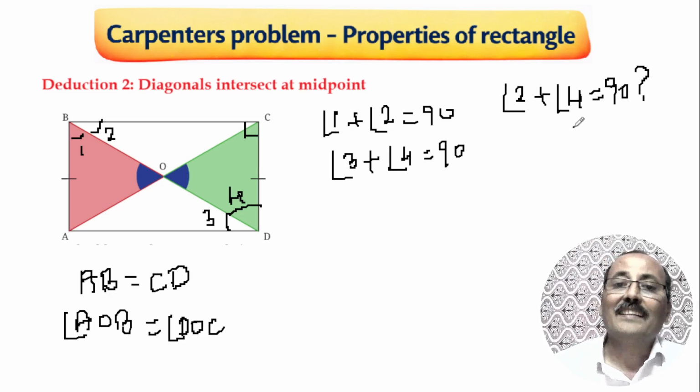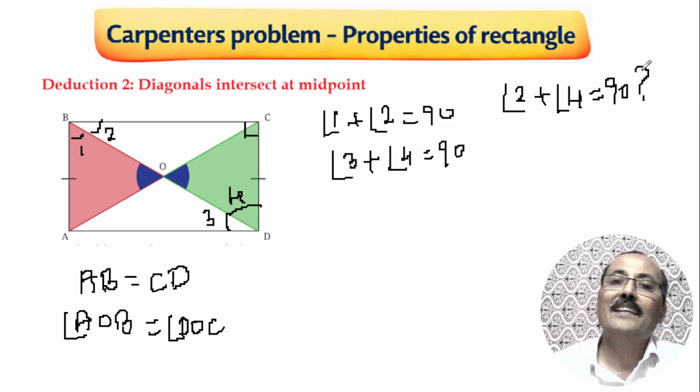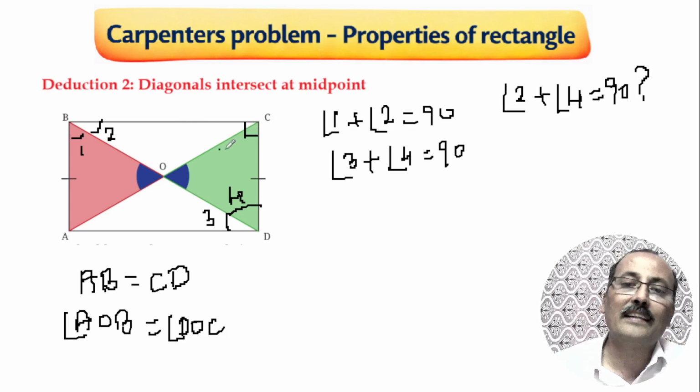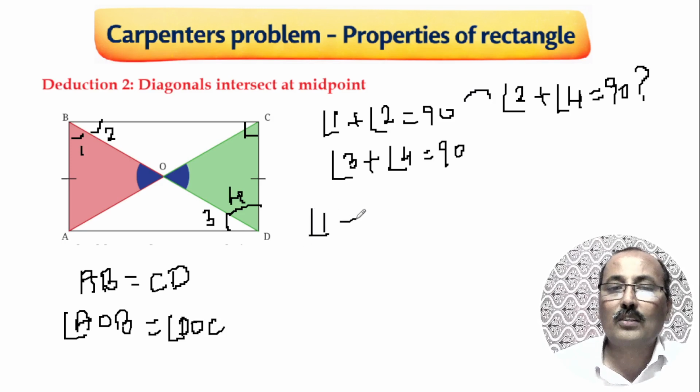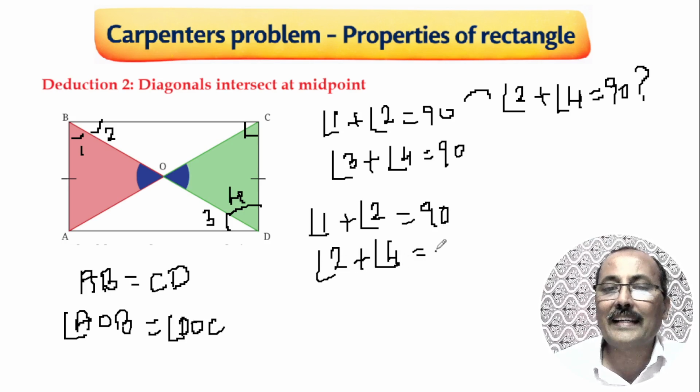Think and say. Just pause the video, think about it, then check whether what I am saying is right or wrong. Because in triangle BDC, this is 90 degree, and the sum of the angles is 180. Therefore 2 plus 4 must be 90 degree. Now consider these two. Angle 1 plus angle 2 equal to 90 degree. Angle 2 plus angle 4 equal to 90 degree.